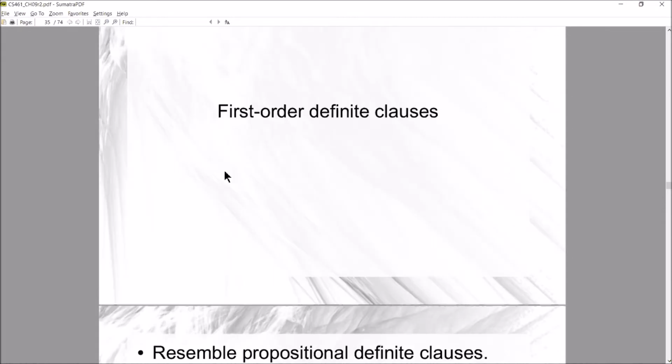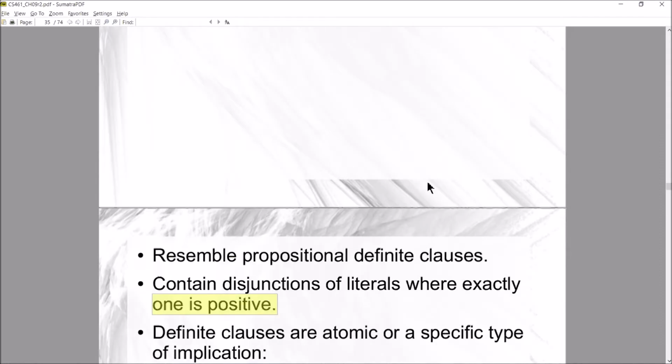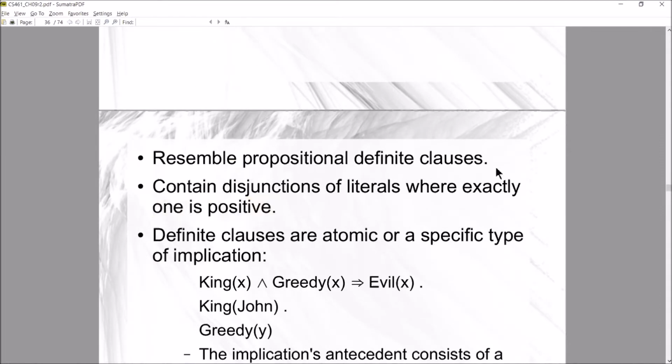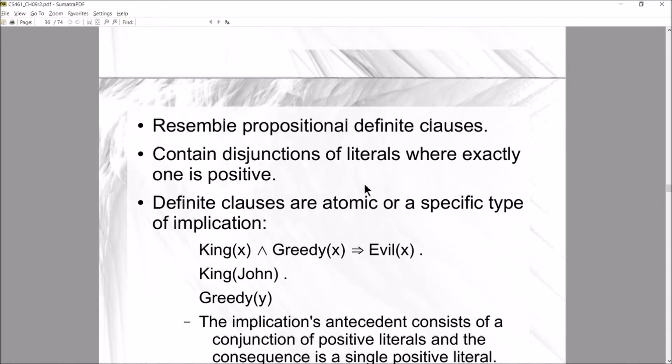Okay, so let's take a look at first order definite clauses, and we need to do that because in order for this chaining algorithm that we're going to use to understand how forward chaining works in first order logic, the knowledge base has to be built of all definite clauses, all definite first order clauses. Okay, so the definite clauses in first order logic, they're very similar to the definite clauses in propositional logic. They're going to contain disjunctions of literals, where exactly one of them is positive, and that's going to be an important restriction, which we'll talk about here again in a second.